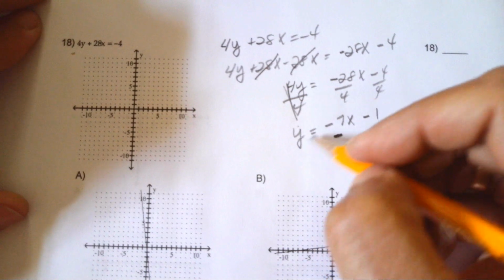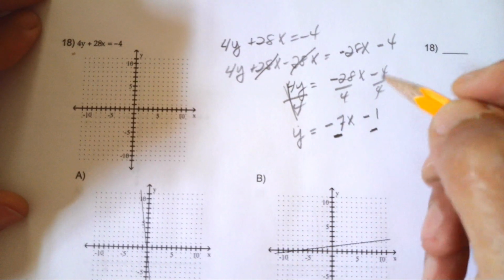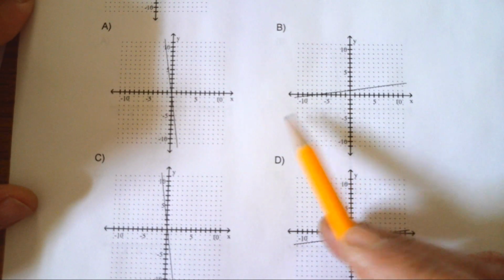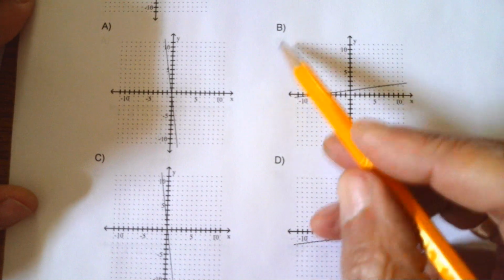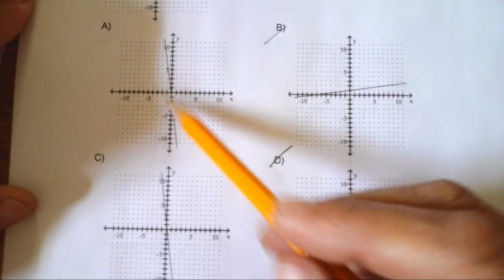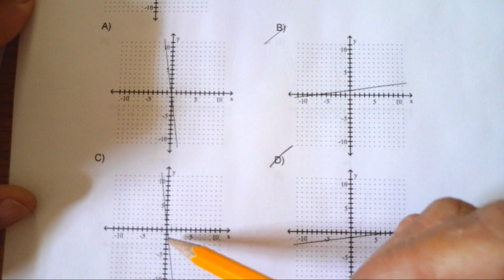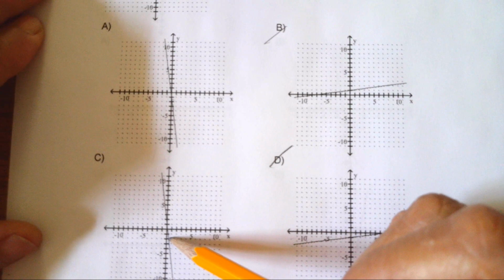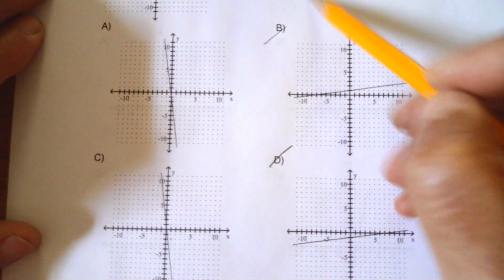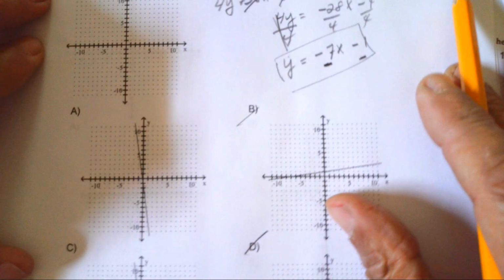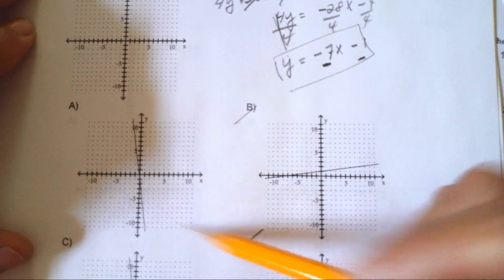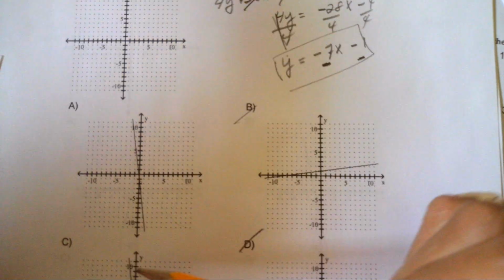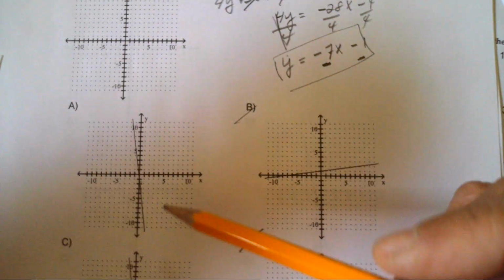So there's my slope and there's my y-intercept. The first thing I realized is my slope is a negative value, so my line is slanting downhill. Well, it can't be this one because this one's going uphill. Can't be letter D. D's going uphill. So it's either going to be letter A or letter C. This is number 18. What I could do in my calculator is put that in and see which of these lines look very similar.